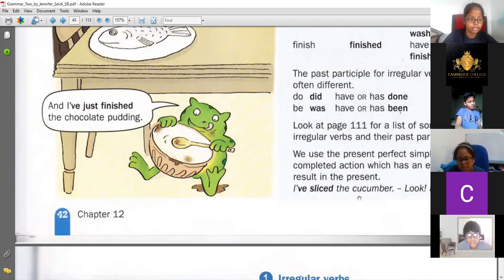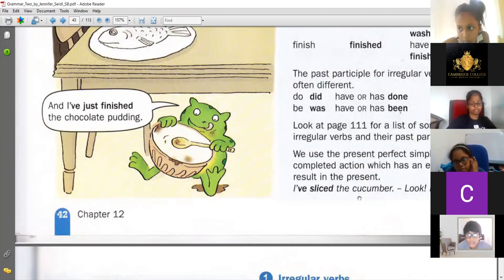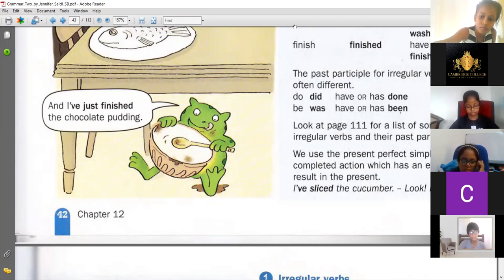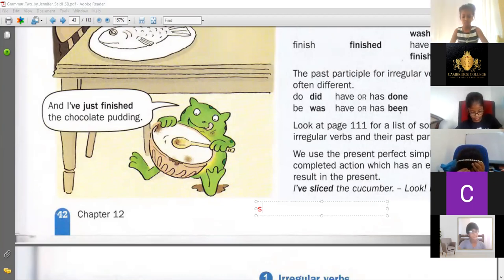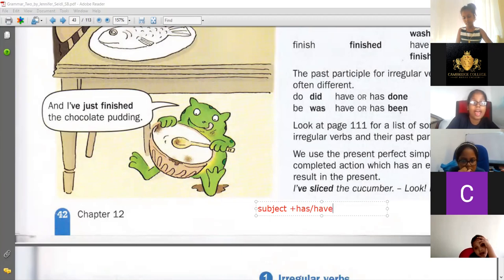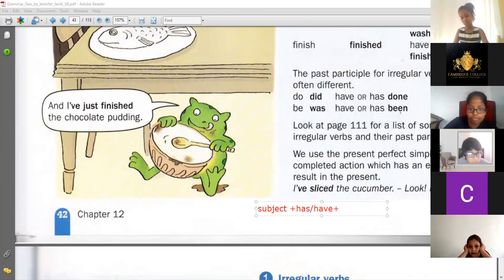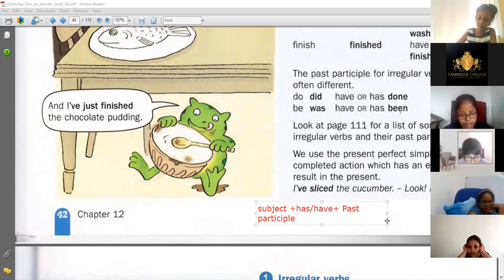At the moment, yes, yes, he is showing that. Look, here it is. So you can see there should be the subject. Subject is there. Subject, definitely you want to use has and have. What we want to use? Has or have. Then, verb. Past participle. What is it?